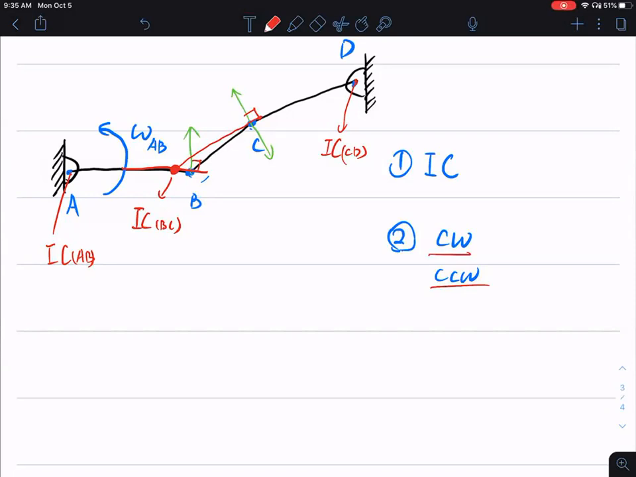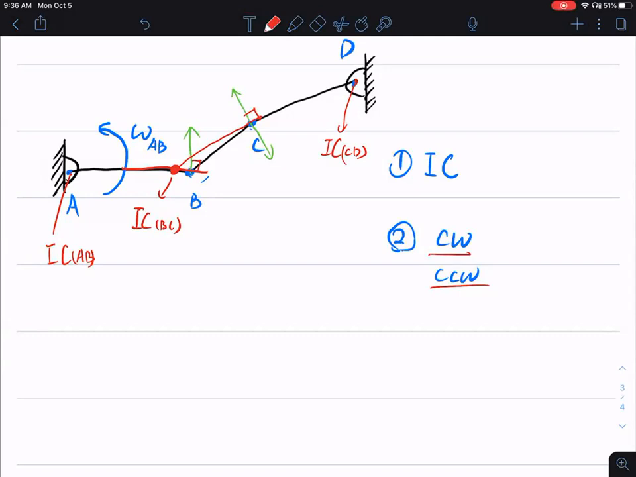Okay, what is instant center again? It's a point that has zero velocity, and it's also the point that the rigid body is rotating about. So this rigid body BC is rotating about that point, which is its instant center. So that tells you BC is either going this way, counterclockwise, or going this way, which is clockwise, about that point. But which way? Counterclockwise or clockwise?